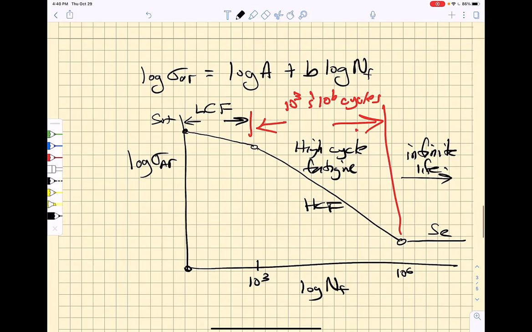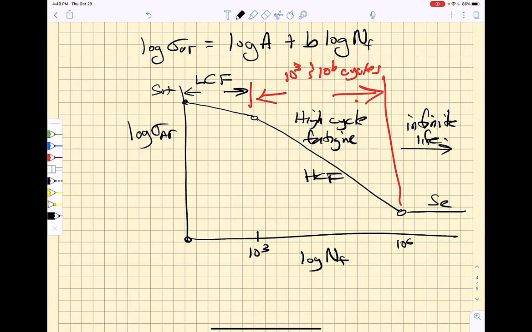Our task for any given combination of material and loading is to figure out first, are we in the infinite life regime? If not, are we in the high cycle fatigue regime? If we are in the high cycle fatigue regime, how many cycles can this particular component endure? And then if we're in the low cycle fatigue regime, well, we're in trouble because our part isn't going to last very long. These are the sorts of issues that will take up the remainder of this class.